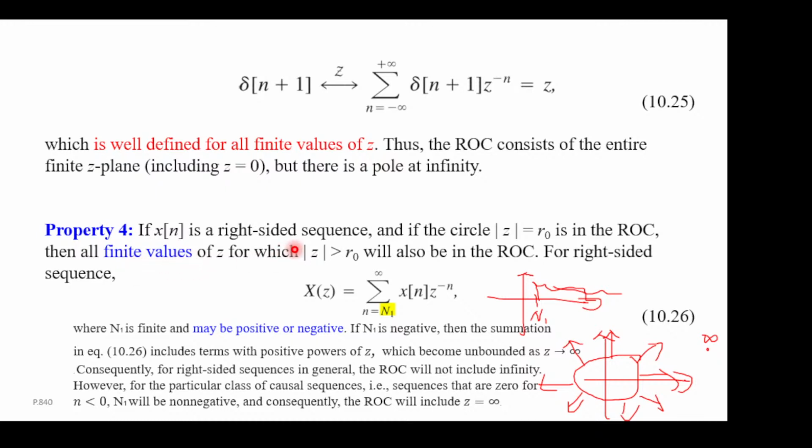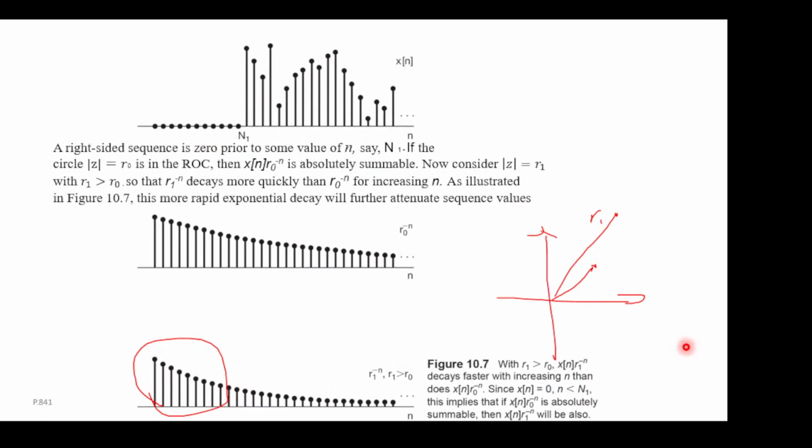But here, once again, we have this weird thing that we only say finite value. So actually, the infinity point might not be in the ROC. Although every finite value that's bigger might be in the ROC, the infinity might not be. Okay, so let's get a feel with the picture. We have a right-sided function starting from n1, and it goes to infinity.